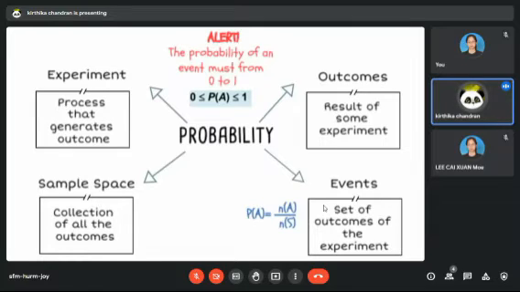The formula for finding the probability of A will be the number of outcomes of A divided by the sample space. And not forgetting there is an important requirement where the probability of an event must be only from 0 to 1. Do you have any doubts? Yeah. Can the probability equal a negative value? No, it should only be from 0 to 1 in a positive value as the condition given.